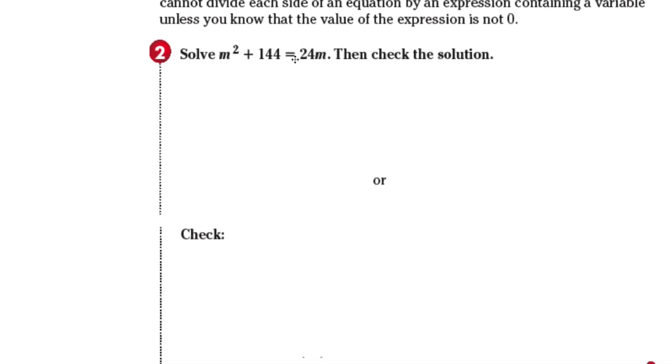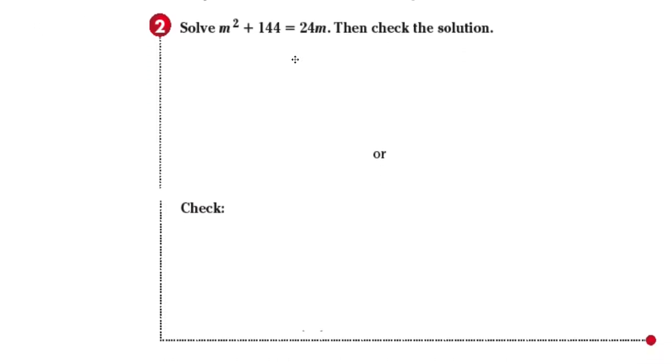Let's take a look at example 2. Solve m squared plus 144 equals 24m. Then check your solution. We go back to the basics. We equate it to 0, so we equate everything to 0 by subtracting 24m from both sides. So we end up with m squared minus 24m plus 144.